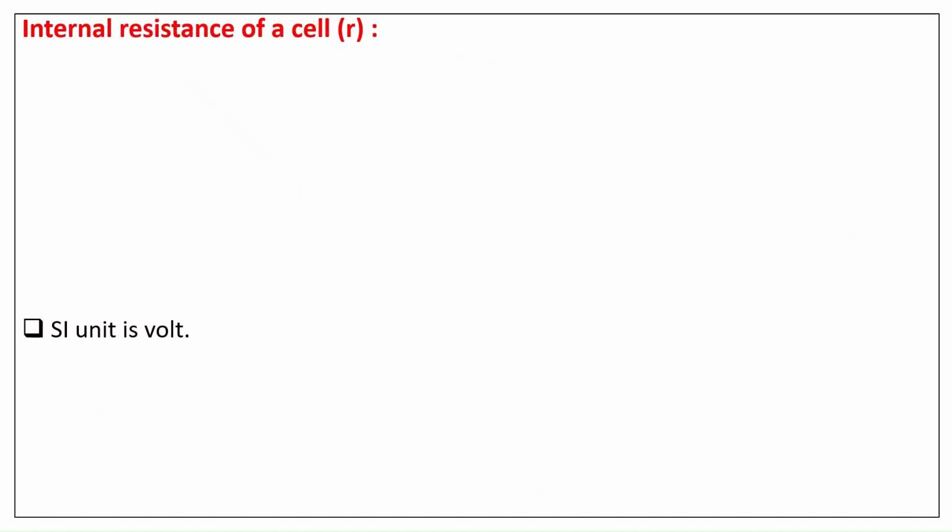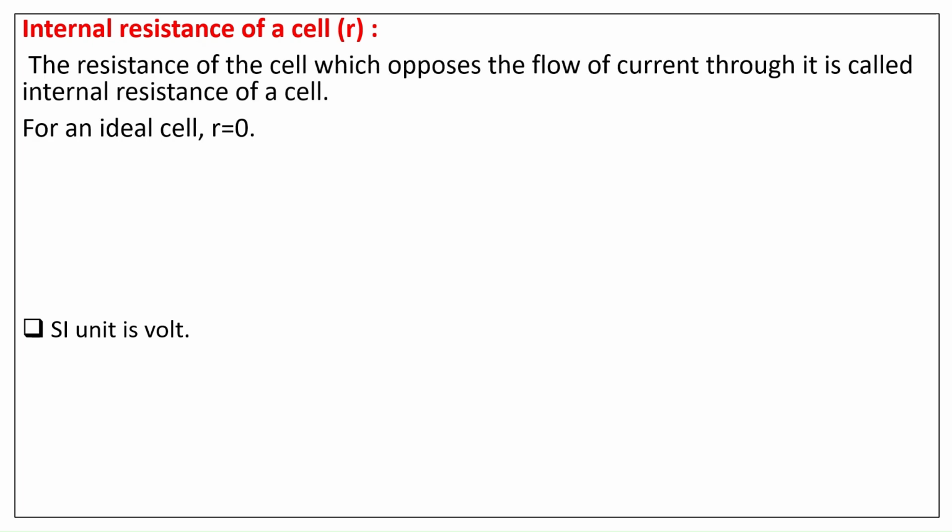Next, internal resistance of a cell, denoted by small r. Definition: the resistance of the cell which opposes the flow of current through it is called internal resistance of a cell. For an ideal cell, r is 0.